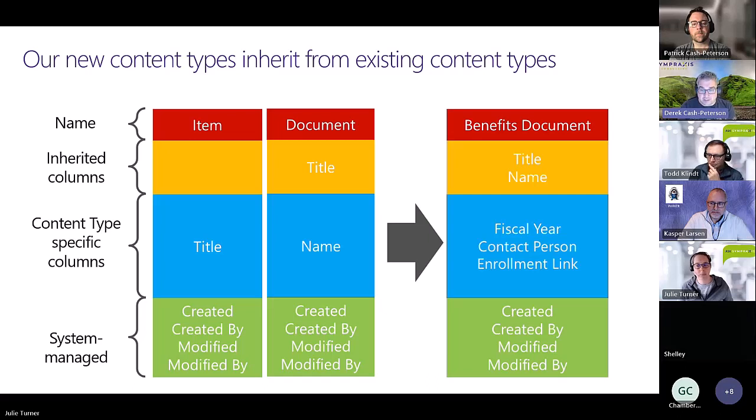Document inherits from item, and it adds a field for name and the file. So you can see things start to build up. And if we get to, say, our example of a benefits document, because it's a document and it inherits from document, it's got title and name and the 4 system fields. But then we can go on and add additional fields specific to that type of data: fiscal year, contact person, enrollment link.